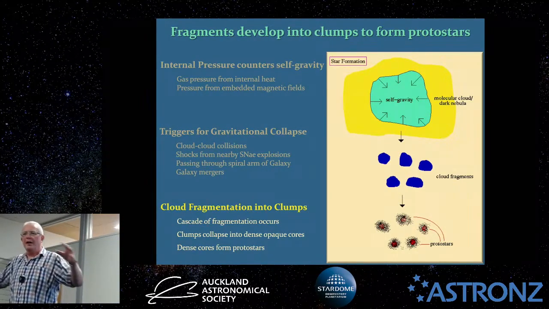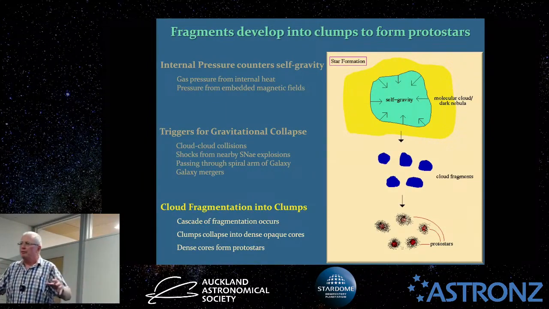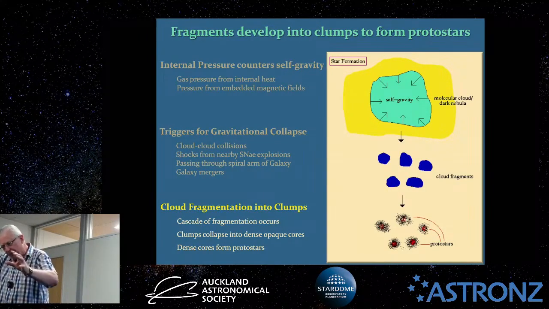Nature does not like large, unstable things. It likes to break up and start fragmenting. But the fragmenting also starts to cascade. As the big fragments start breaking into smaller fragments, it just goes down and down and down.